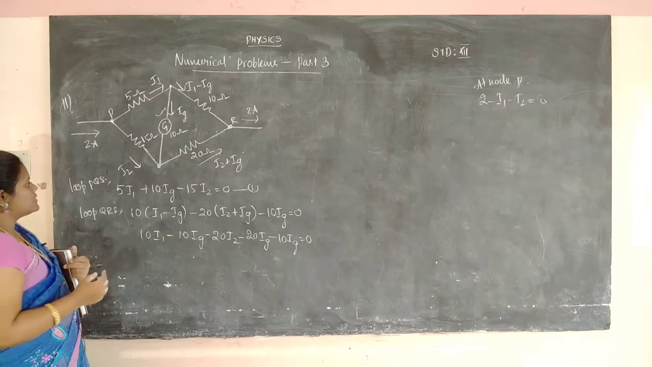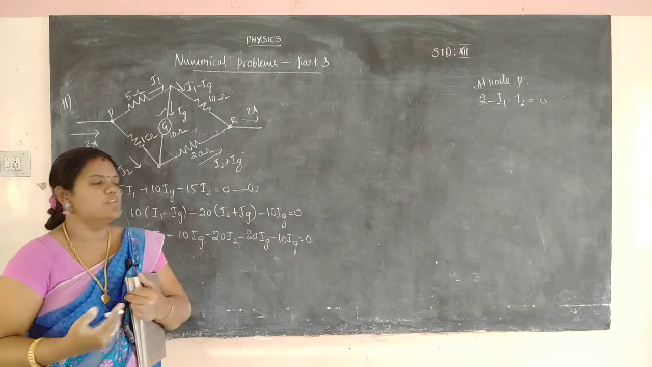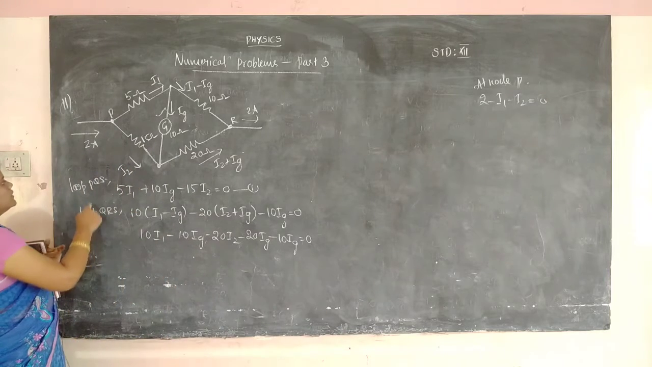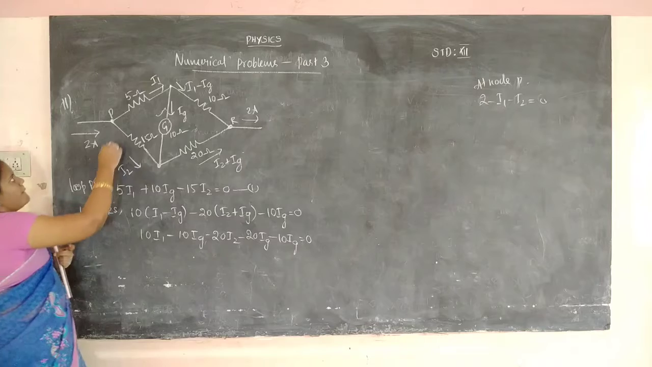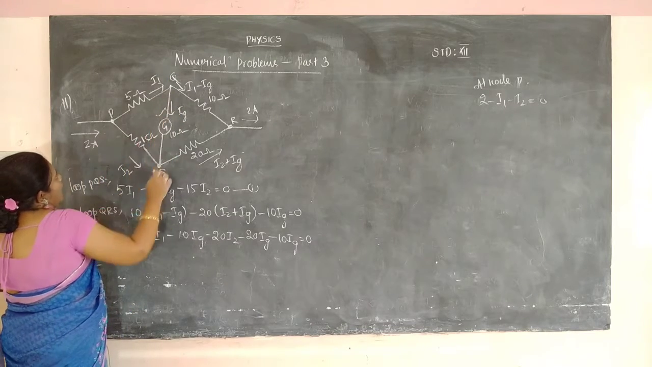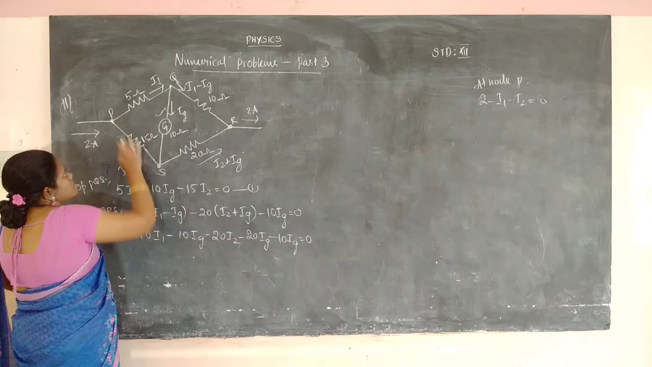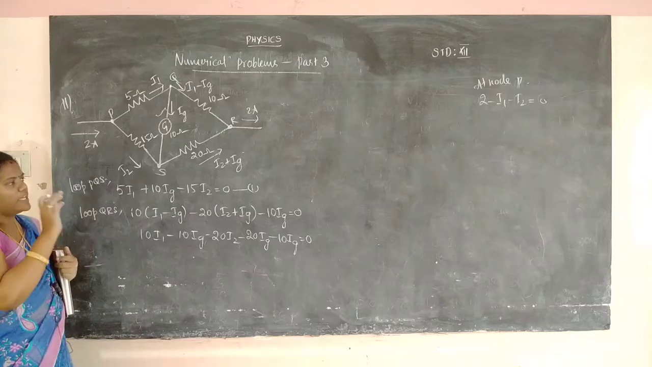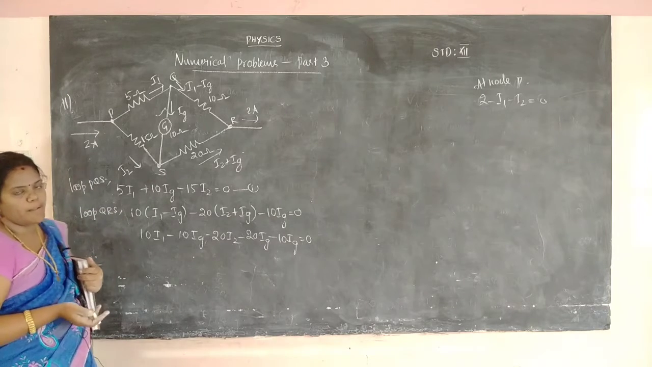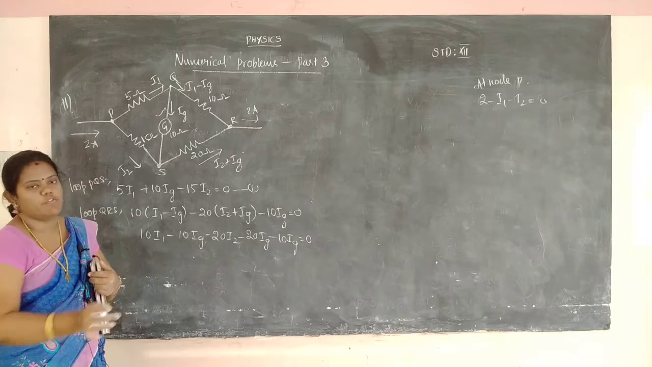Already I told you, first we apply Kirchhoff's first rule and second rule. First we apply Kirchhoff's second rule in the loop BQS, the triangle BQS. So we consider the loop BQS and then we apply the Kirchhoff's second rule. What is Kirchhoff's second rule? The sum of the product of current and resistance is equal to the EMF of the cell.